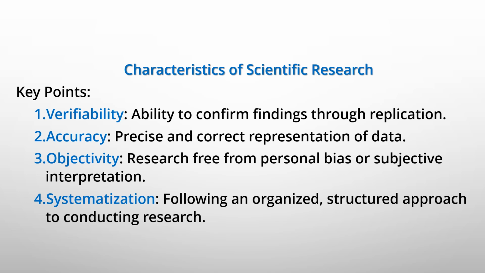Systematization. Scientific research follows a structured, organized approach. These are specific steps we follow, like forming hypotheses, collecting data, and analyzing results. This systematic process ensures that the research is thorough and repeatable. These characteristics help ensure that the research we conduct is trustworthy and useful for solving social issues.